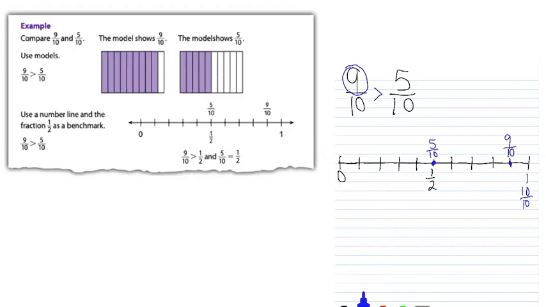This is another way to prove that 9/10 is greater than 5/10, because it is closer to the whole number of 1. You may also see it listed on your worksheet as 9/10 is greater than 1/2. That's because they're referring to the benchmark fraction of a half, which is equivalent to 5/10, but they mean the same. And that is how you can use different strategies to compare fractions.